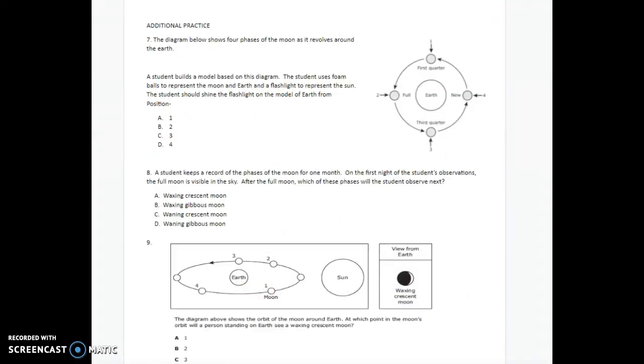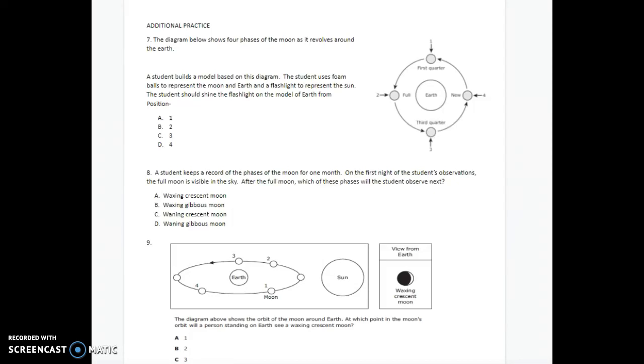And finally, we're going to wrap it up with some practice. The diagram below shows 4 phases of the moon as it revolves around the earth. A student builds a model based on this diagram. The student uses foam balls to represent the moon and the earth, and a flashlight to represent the sun. The student should shine the flashlight where?